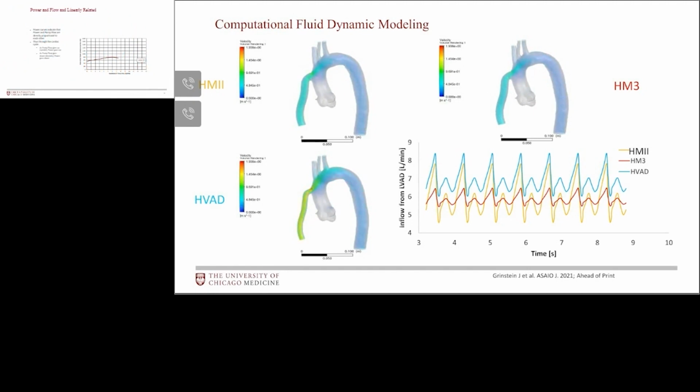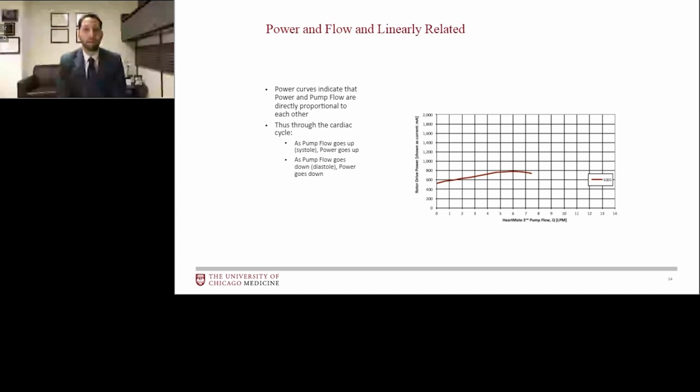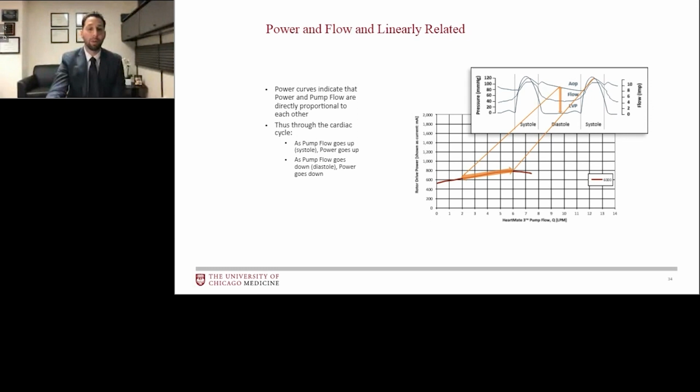As I've mentioned several times, power and flow are linear. And so the same conditions and pressure gradients that vary flow will also lead to variations in power. So power will be minimum when there's a large pressure gradient between the aorta and the left ventricle. And power will be maximal when there's a small pressure gradient during peak systole between aorta and the left ventricle.